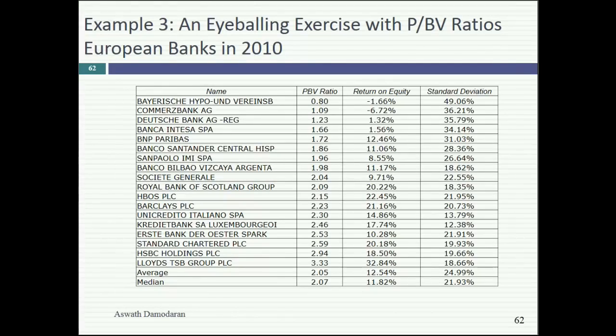So if you don't want to use statistics, that's a very simplistic way in which you can look for cheap stocks: calculate the medians for each of your numbers and look for stocks that fall below the median on things like price to book and above the median on things like return on equity. Right? But that worked because I had 25 banks. What if I have 250 banks or 500 banks?